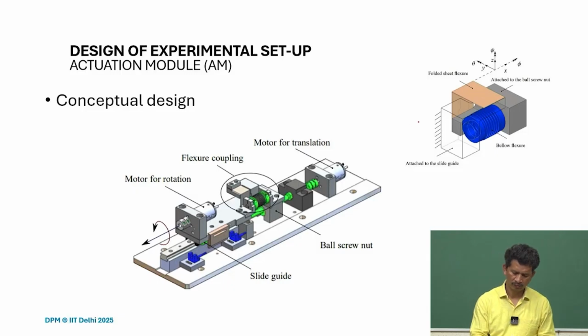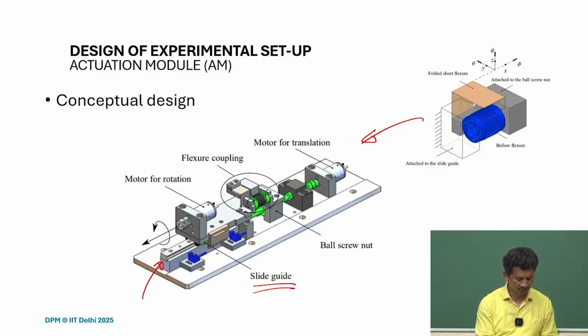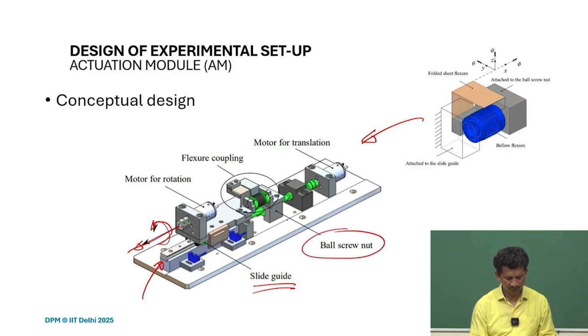So we got this, and then the concept we try to put in the CAD and then develop the entire setup. So it's the actuation module. What you can see is the slide guide you have. So here the instrument will be mounted, and it can be translated and rotated, and it's stacked in a way, and you can see the ball screw nut here is mounted through these bellow flexures, and there will be these folded sheet flexures, so to transfer the motion.